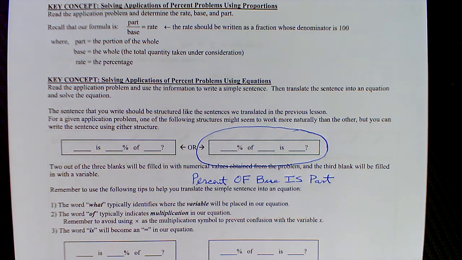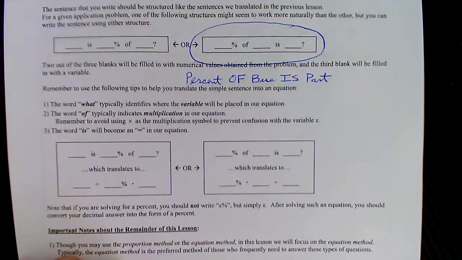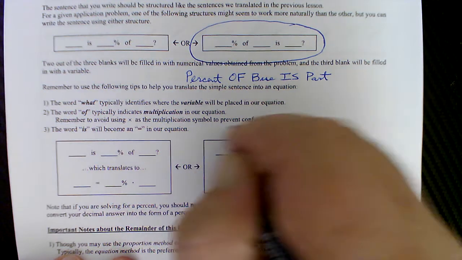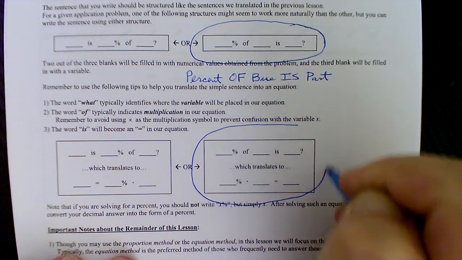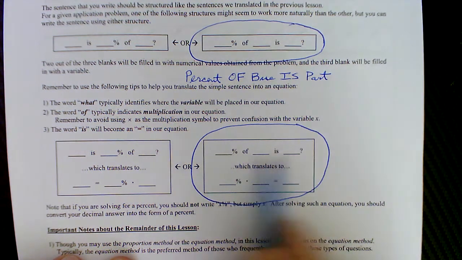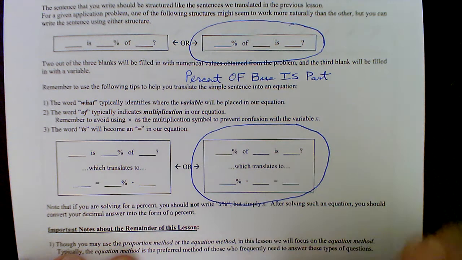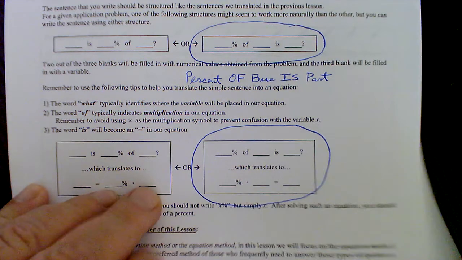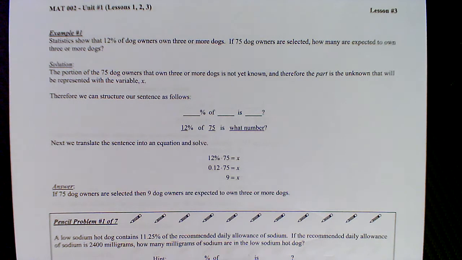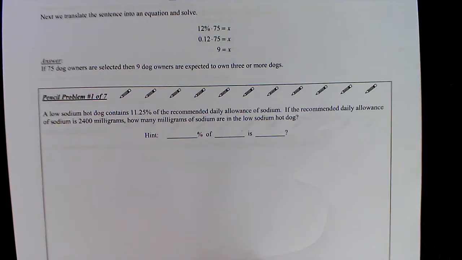And we will fill in two of the three pieces of information that will always be given and solve for the third. So this translates, because of means multiplies and is means equals, into this situation where we write down the sentence, we fill it in, and we translate it again: of means multiplication, is means equals. So you could read the rest of this formality and the example on your own. I'm going to go right to the pencil problem.